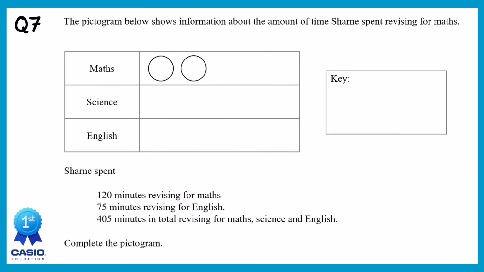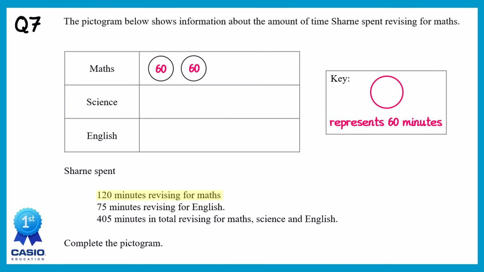In this question, we've got a pictogram, and we're told that Sean spends 120 minutes revising for maths. If we look at the pictogram for maths, we can see it has 2 circles. So if we divide 120 by 2, we find that each of the circles must represent 60 minutes. This allows us to complete the key for the pictogram. One circle represents 60 minutes.